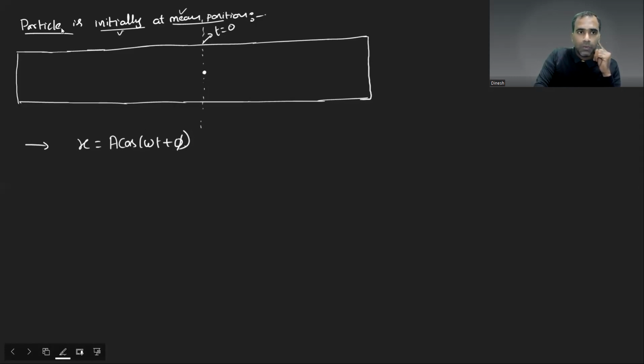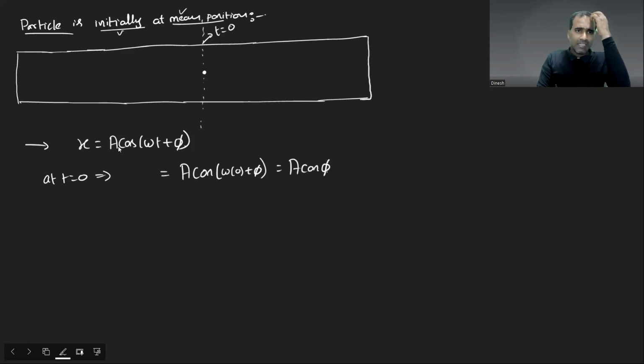Now tell me, what did I tell you? The particle is initially at the mean position. Whenever somebody says initially, they are talking about time 0. At t equal to 0, the displacement is A cos omega into 0 plus phi, which is A cos phi. Now, what is the displacement given in this problem? Displacement is always measured from the mean position, and I told you the initial position is here itself. So what is the initial displacement, Meghana? 0.